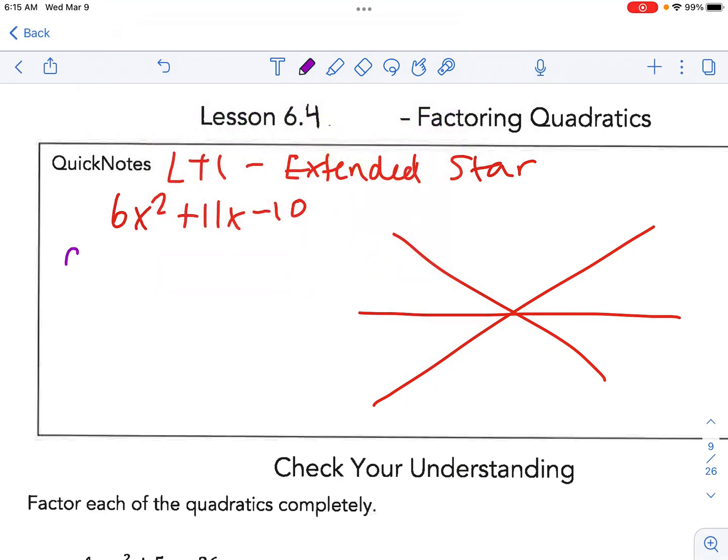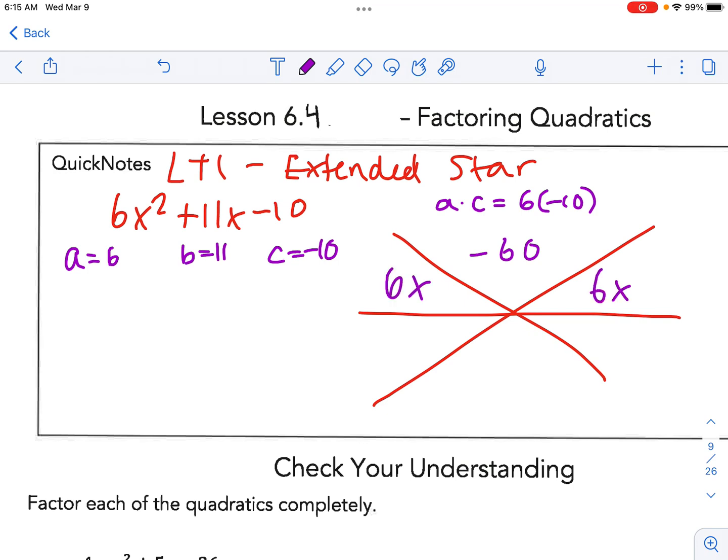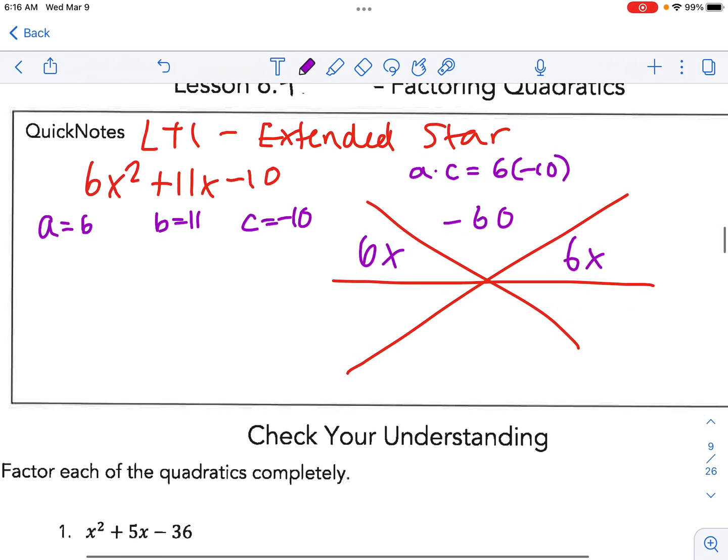We know that A is 6, and B is 11, and C is negative 10. So A times C is 6 times negative 10. That's negative 60. We know we put a 6x in both locations, knowing that it can't possibly exist in both locations, but we just don't know where it's going to end up or if it's going to be changed. And then we have a negative 10 here.